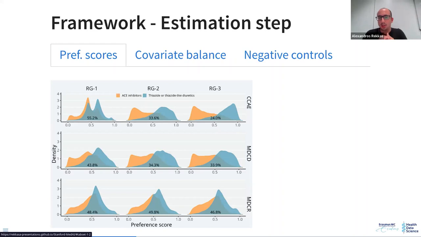So the first diagnostic we check is the preference score distribution. The preference score is just a simple modification of the propensity score, which takes into account the prevalence of treatments, because you may have very unbalanced treatment arms. In a clinical trial setting, what you would expect to see is that these overlap exactly, right? They would be at 0.5, because if you have a 50-50 chance, they would be 0.5.